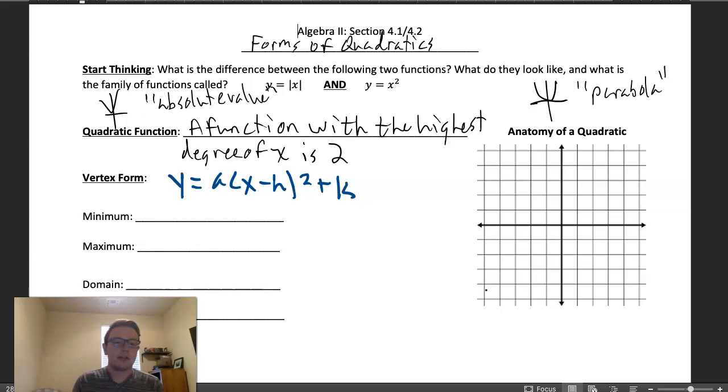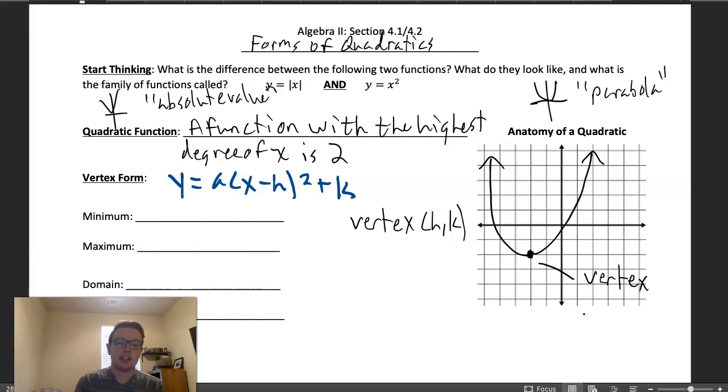Now let's draw a parabola so we can see what exactly these all refer to. I'm going to have a parabola starting here. Our maximum or minimum value right here, that's called the vertex. And our vertex in vertex form is just the point (h, k). So our vertex is the point (h, k).